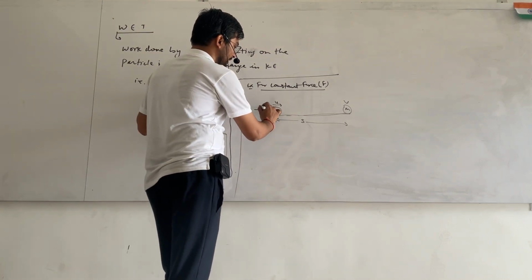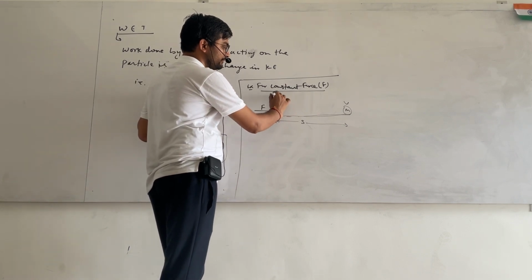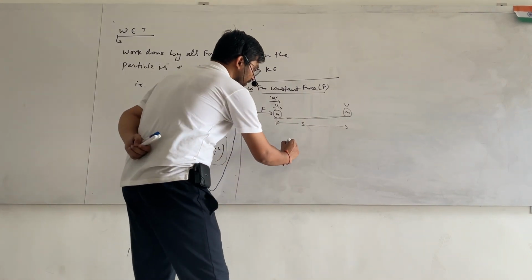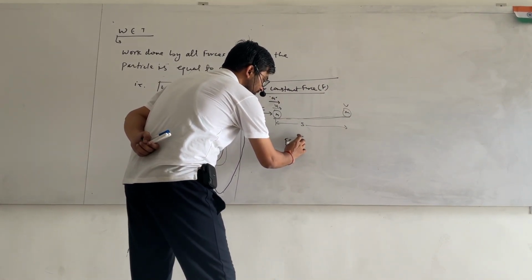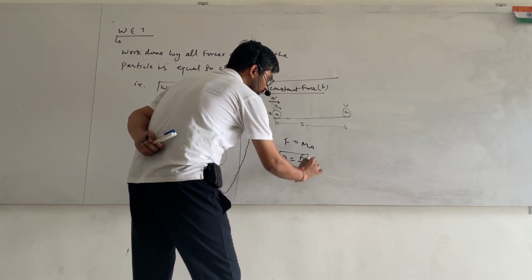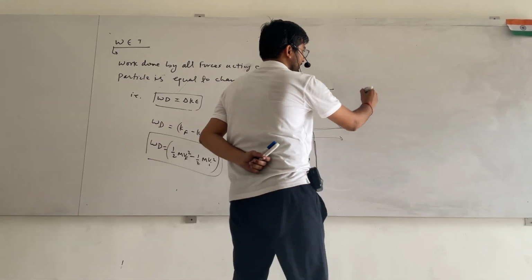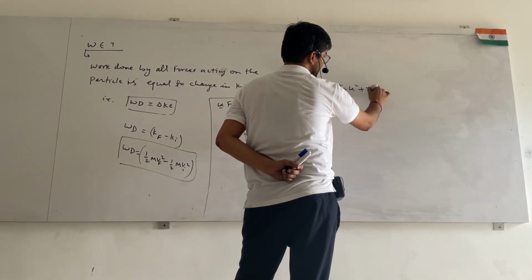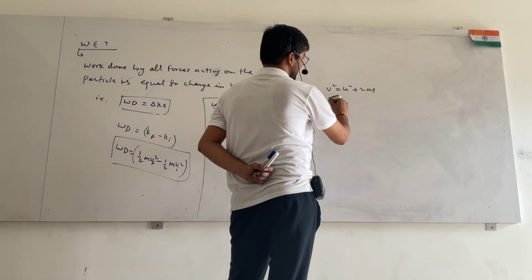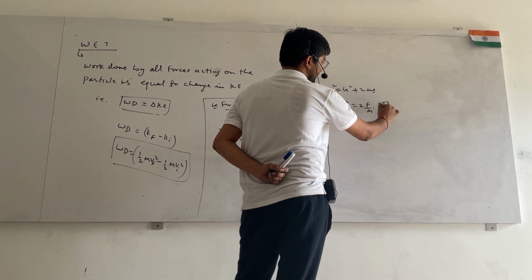Now, if a force is continuously applied on the block of mass m, then the block's acceleration is a in this direction. So according to Newton's second law, F is equal to ma, so a is equal to F by m. From this, we know the equation of motion, v square equals u square plus 2as. If we put the value of a from here to here, then v square minus u square is equal to 2 into F by m, that is into s.